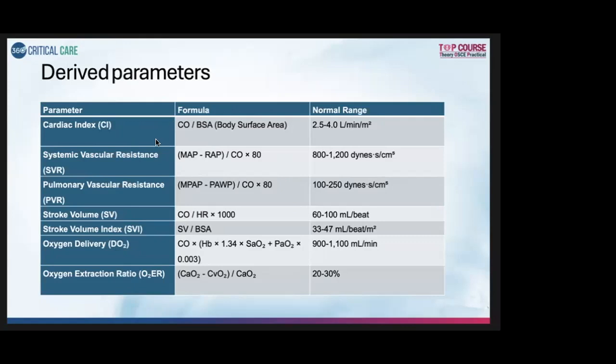We can get cardiac index, systemic vascular resistance, pulmonary vascular resistance, stroke volume index, oxygen delivery, and oxygen extraction ratio. Okay, the normal value of the cardiac index is 2.5 to 4 liters per minute per meter square. Coming on to systemic vascular resistance, it is between 800 to 1200 dynes per centimeter. Pulmonary vascular resistance ranges between 100 to 250 dynes per centimeter. Stroke volume measures between 60 to 100 ml per beat. Stroke volume index is between 33 to 47 ml per beat per meter square. Oxygen delivery is between 900 to 1100 ml per minute. And oxygen extraction ratio is usually between 20 to 30%.